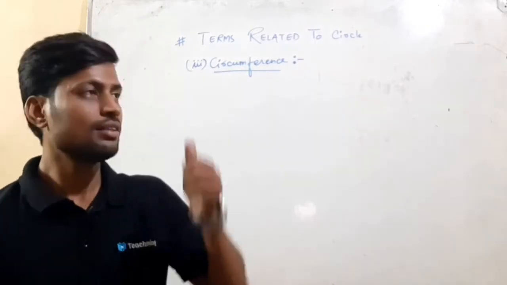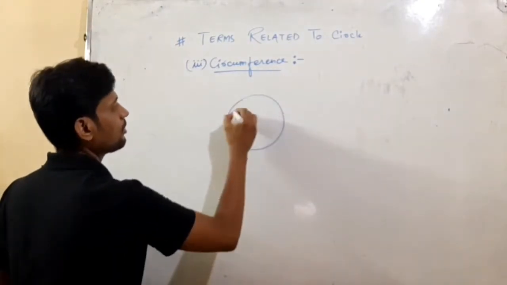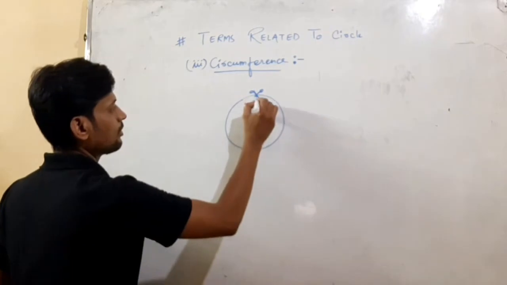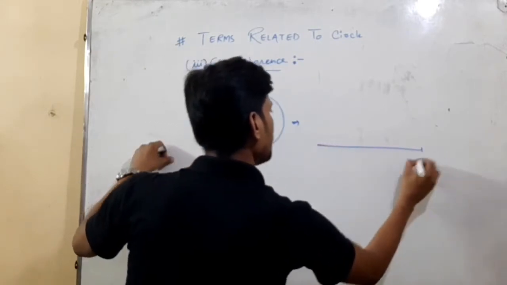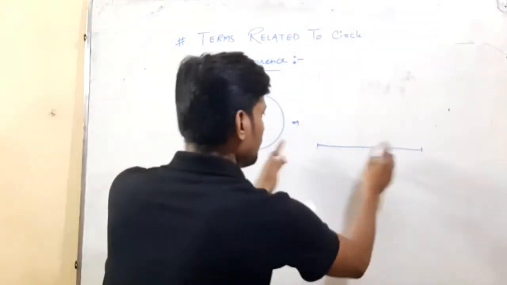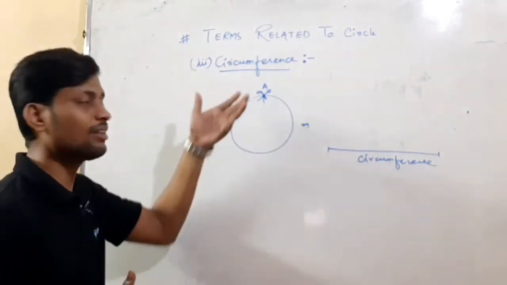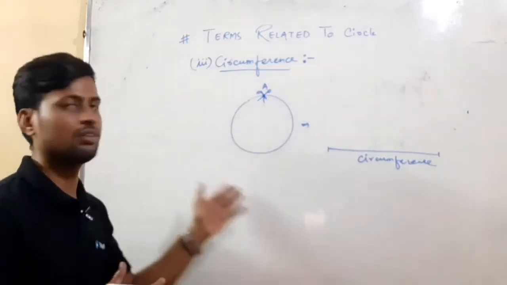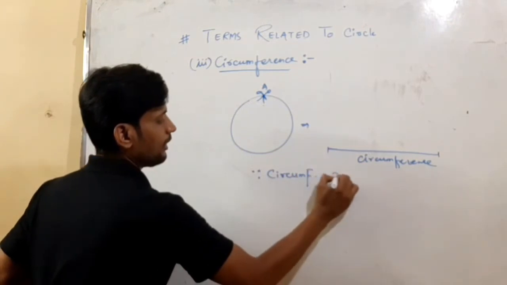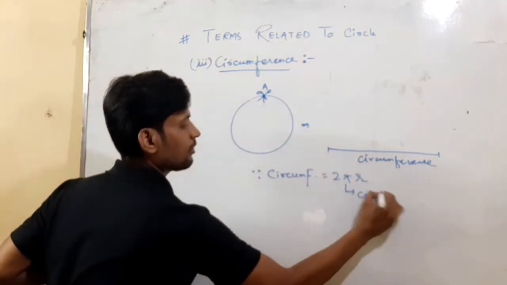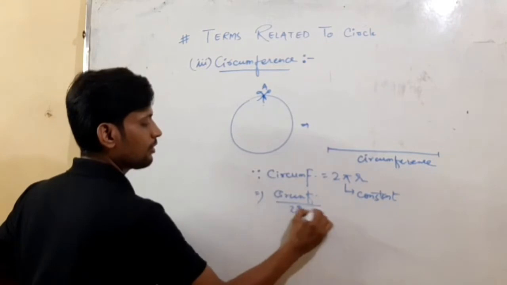Moving forward, the next term is circumference. Now what is the circumference? To understand this circumference, let us draw a circle and cut this circle at a point A, and then just try to open it. The moment you open it, it will become a straight line, right? And this length is nothing but circumference. In a different way, we can define a circumference as the length of the boundary or the perimeter of a circle. Now since we know that the length of the circumference is 2 pi r, where r is a constant. So it implies circumference by 2r is equal to pi.